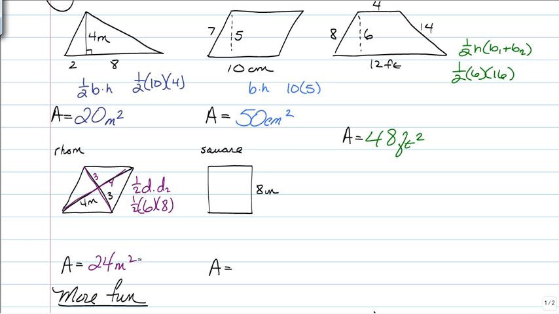The last one is a square. The squares have the same length on all 4 sides. So for this, again, it's base times height. So 8 times 8 is 64 inches squared. And that's it. Now those are just straightforward, simple, this is how you use area formulas type of problems.